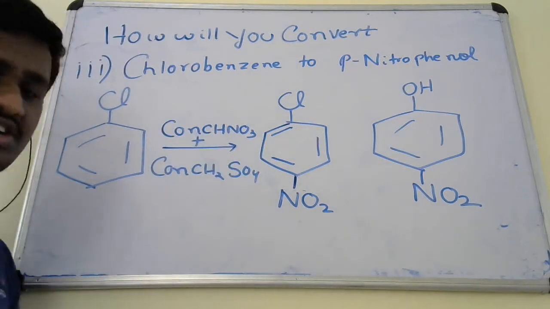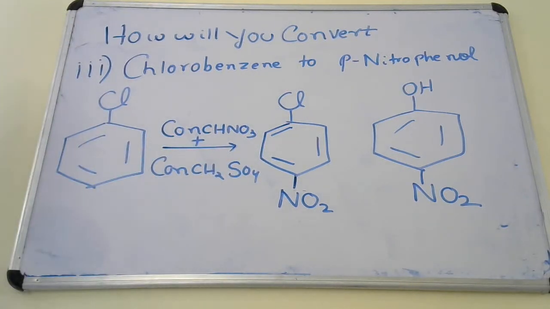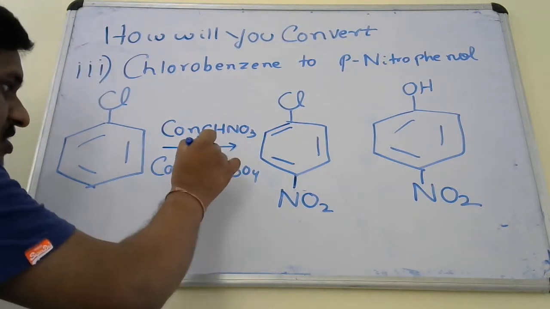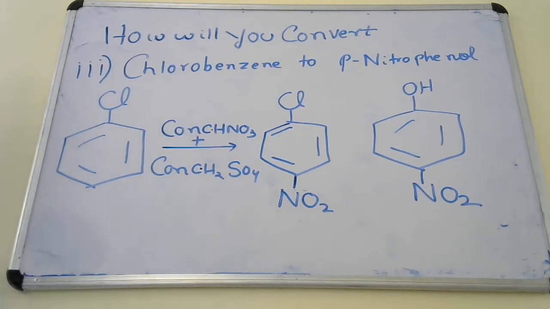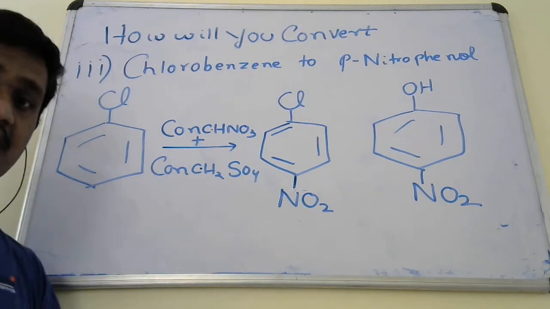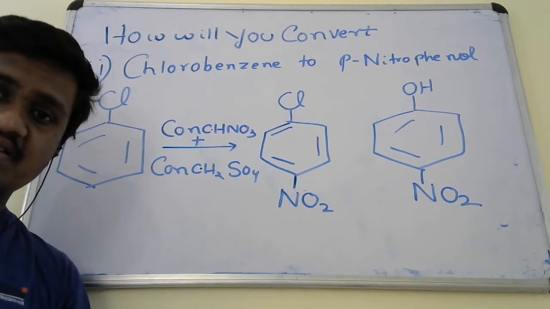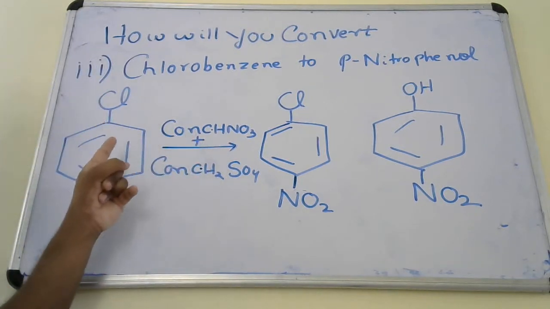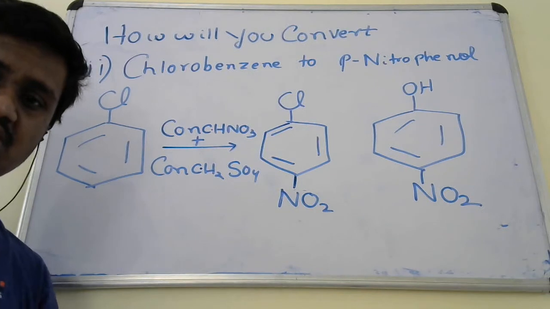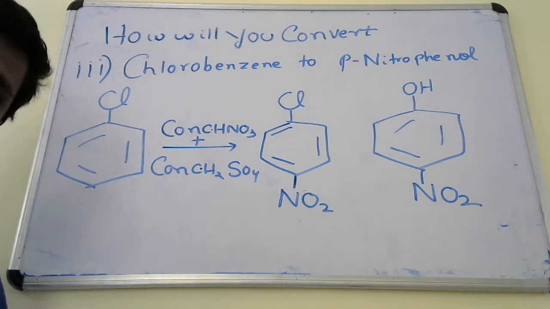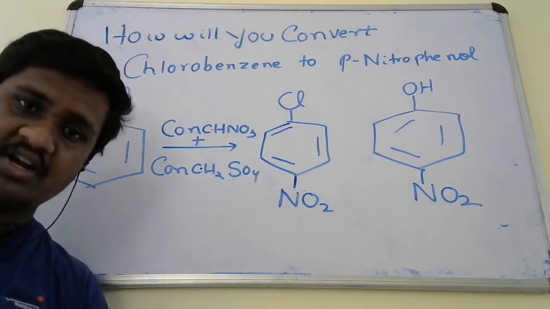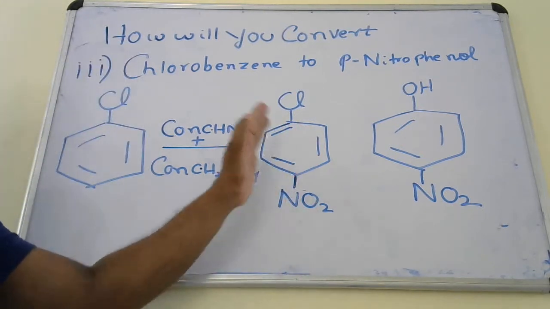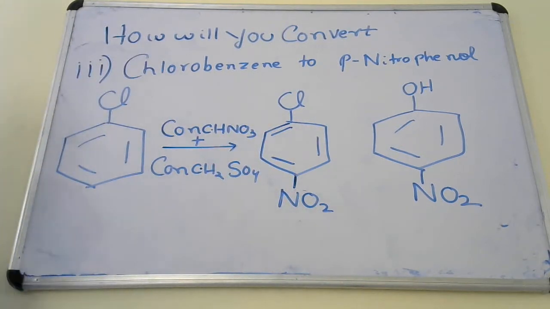This mixture, concentrated HNO3 plus concentrated H2SO4, will introduce nitro in the benzene ring, but halogen is already present and is ortho-para directing, so it will direct the nitro group to the ortho or para position. Both products you will obtain, the ortho product as well as the para product, but the para product will be the major product.